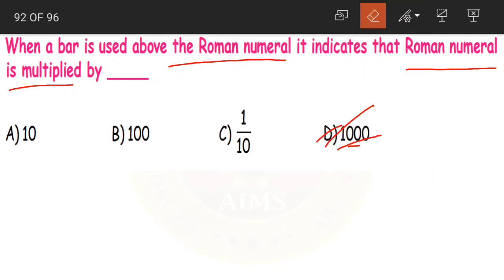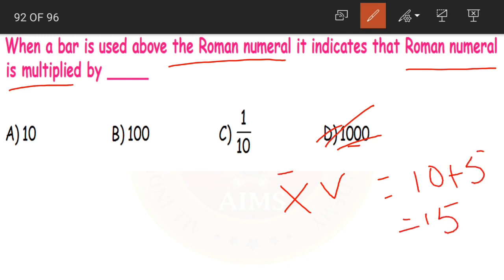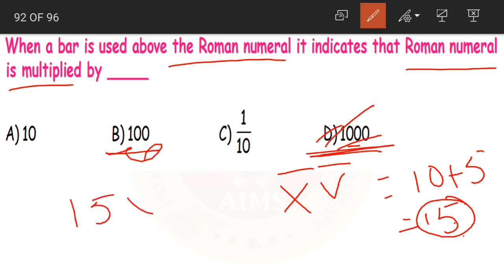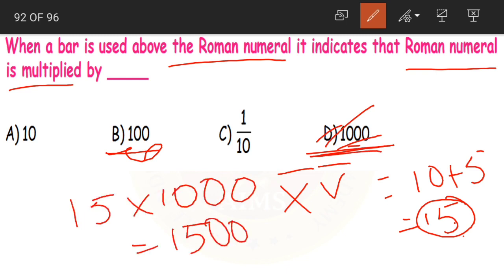Let me take a small number and explain. Suppose XV, what does XV stand for? 10 plus 5, that is equal to 15. Now when I place a bar over both X and V, the total value of XV, that is 15, gets multiplied by not 100, but 1000. 15 into 1000 is equal to 15,000.